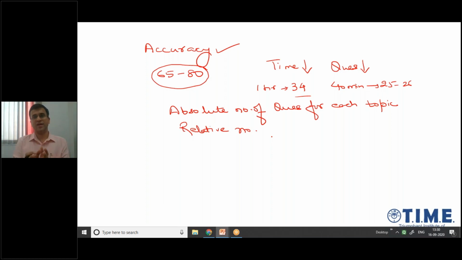So whatever CAT is evaluating, that is not going to change. Be absolutely sure about it. So there is absolutely nothing to be worried about, correct?